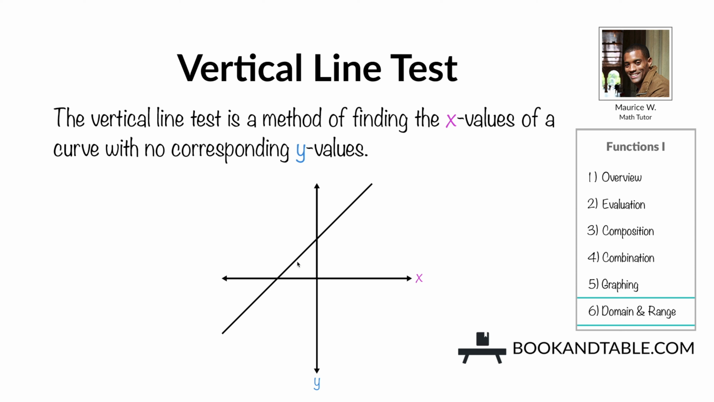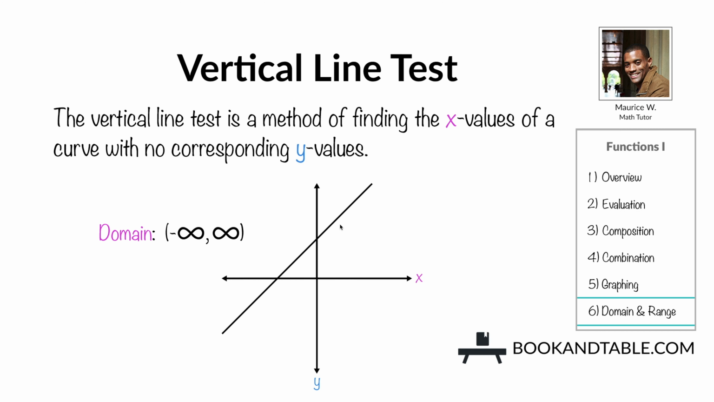The vertical line test is a method of finding the x values of a curve with no corresponding y values. So let's take this line, for example. We can use a vertical line to try and find any breaks in this line, and there are none. So the domain is, the smallest value is negative infinity, because this line continues indefinitely, which means all of these negative real values for x apply. So it will continue to negative infinity in this direction.